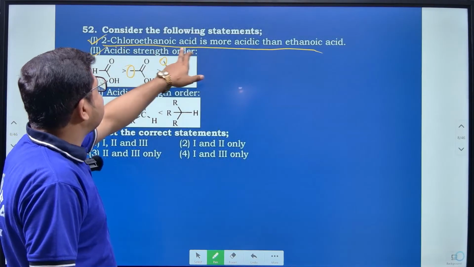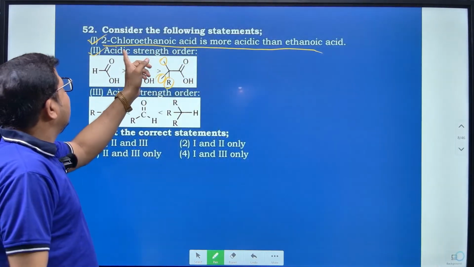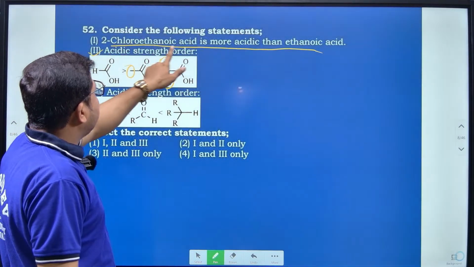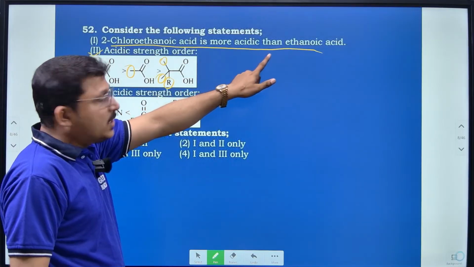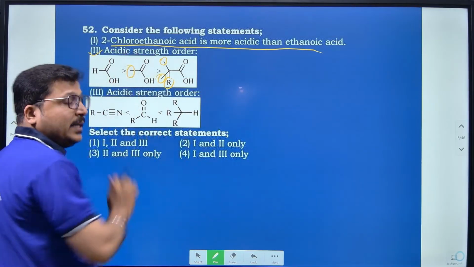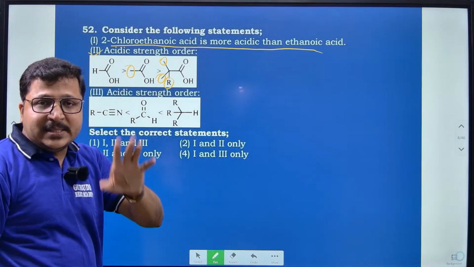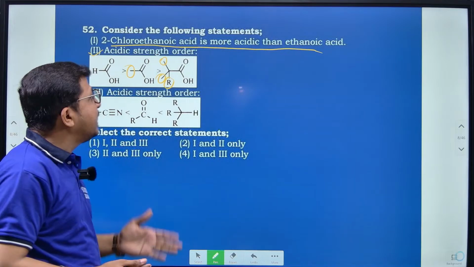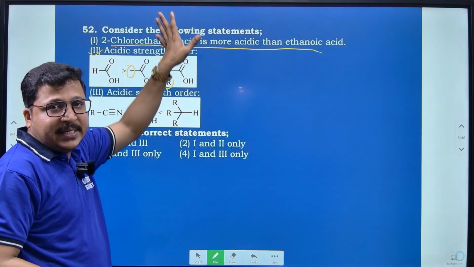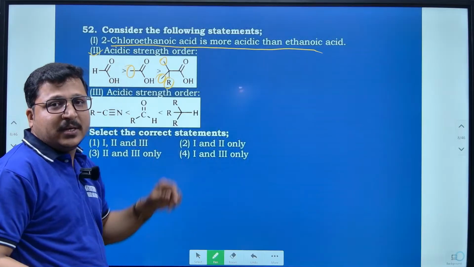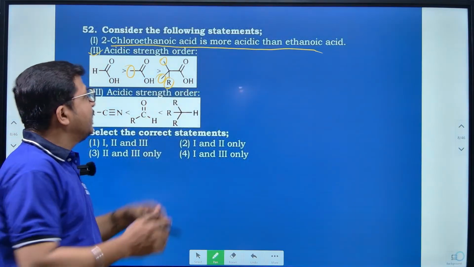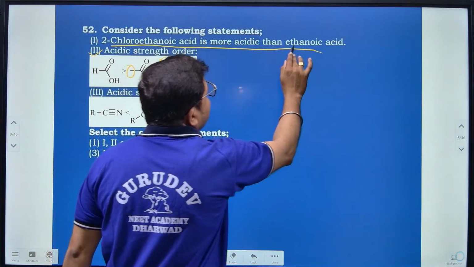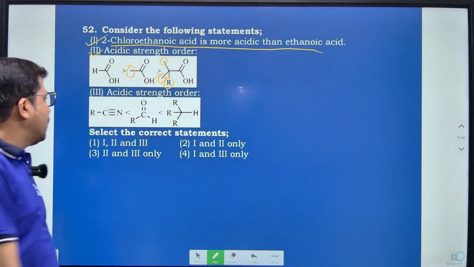Hence the second one is also right. And here, 2-chloroethanoic acid is more acidic than ethanoic acid. See here, chlorine is the electron withdrawing group, right? Chlorine is the electron withdrawing group. Hence it increases the acidity of the particular acid when it is substituted into acetic acid. Hence chloroethanoic acid is more acidic than ethanoic acid. Hence the first statement is also right.